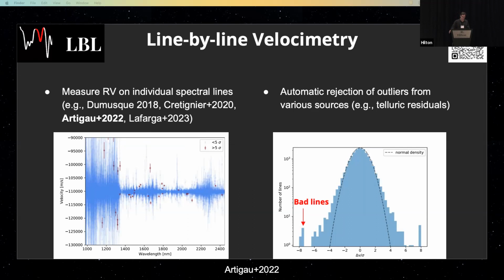And the second key point is when we measure all those velocities, here on the right, I'm showing a histogram of those velocities for Barnard's star observed with SPIRou. We have 16,000 velocities. We can construct the histogram of those velocities and readily identify the bad lines that have velocities that are a few sigma away from the average one. Those outliers can arise from various sources, whether they are telluric residuals, detector artifacts, cosmic rays, but you just don't want to include them into the final average velocity.